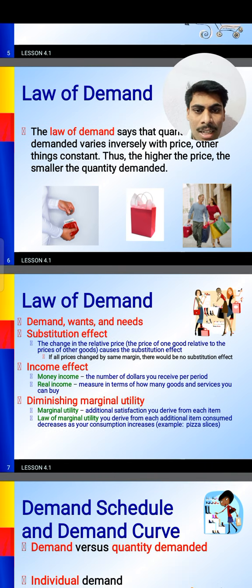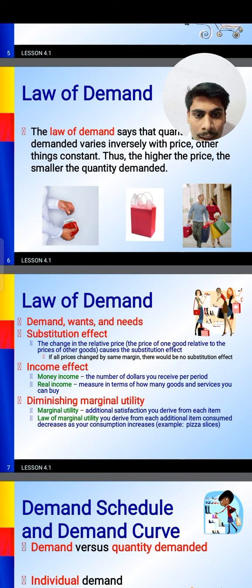The change in relative prices is called the substitution effect, along with the income effect. The income effect includes two types of income: money income and real income. Money income is the number of dollars you receive per period, and real income is measured in terms of how many goods and services you can buy at the market level. Then we have diminishing marginal utility.